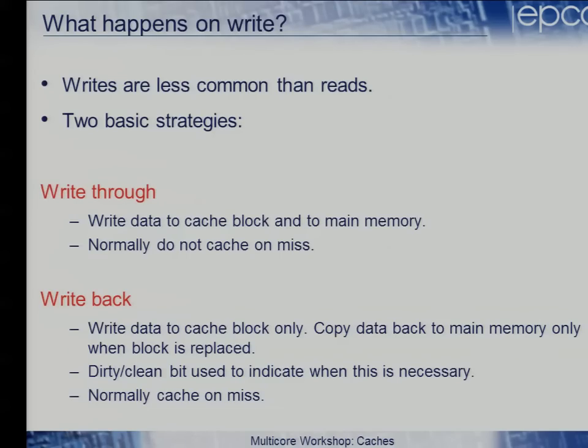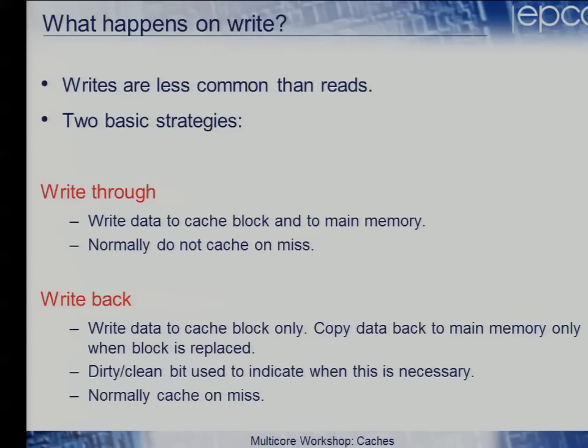One is write through. What you say is you write the data to the cache block and into main memory. So when you write data, you say, I'll update the cache and I'll also update the memory. You might ask, what happens if I'm writing data which hasn't been touched yet? Well, normally you don't cache on the miss. So if you're writing data which isn't in the cache, you don't allocate a cache line, you just write it to the memory. That's a simple way of doing it.